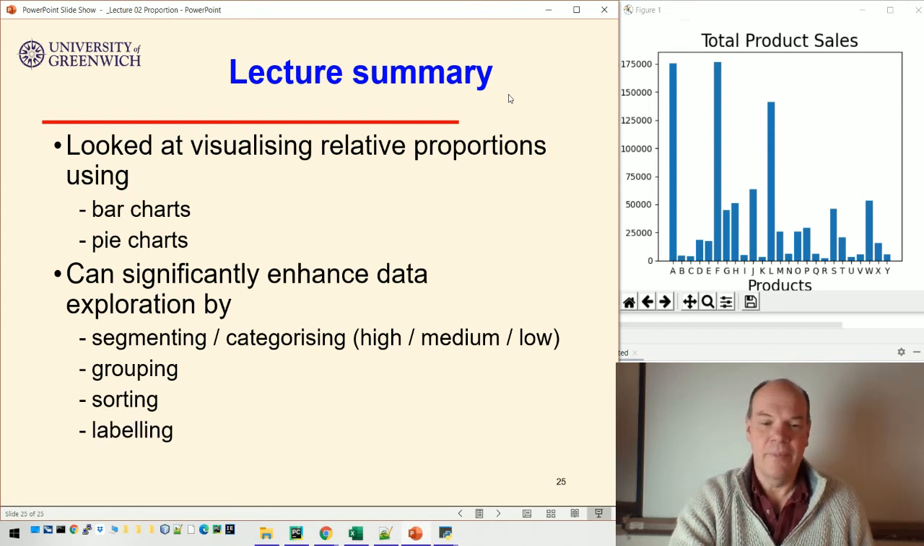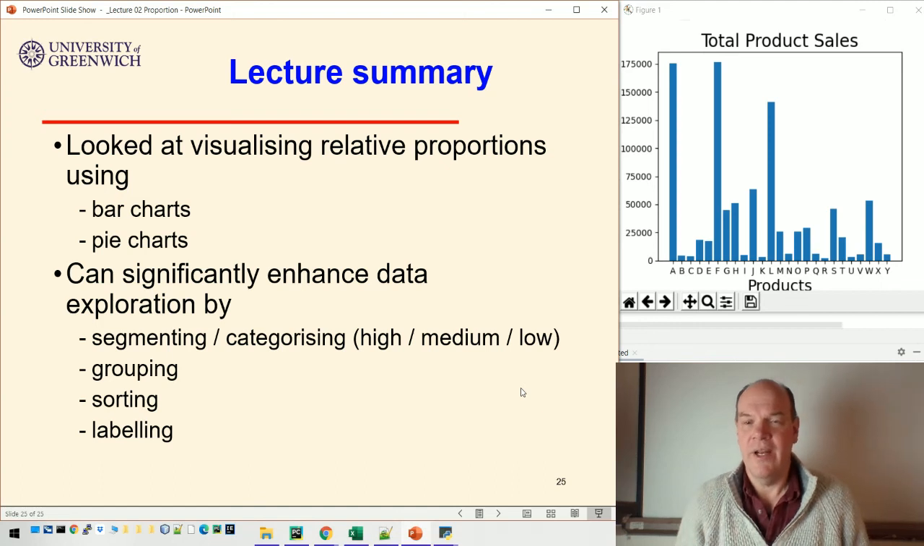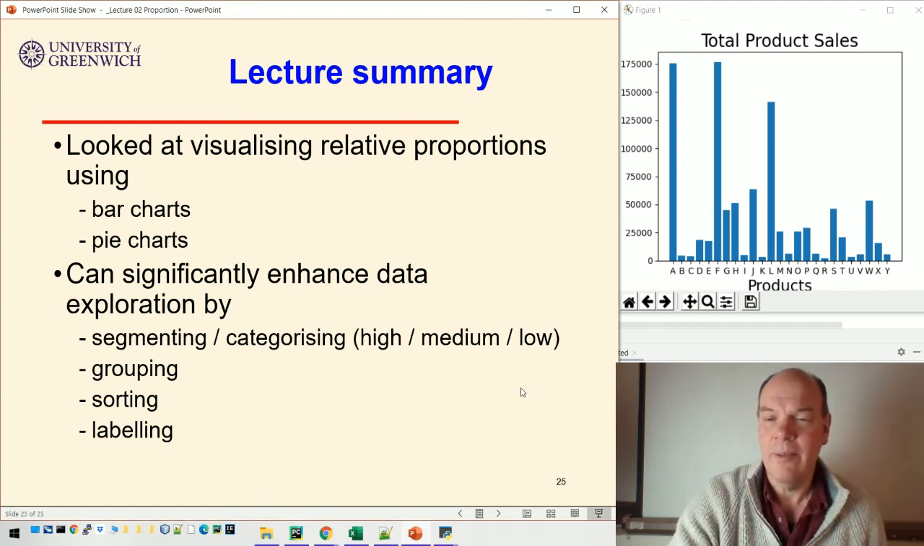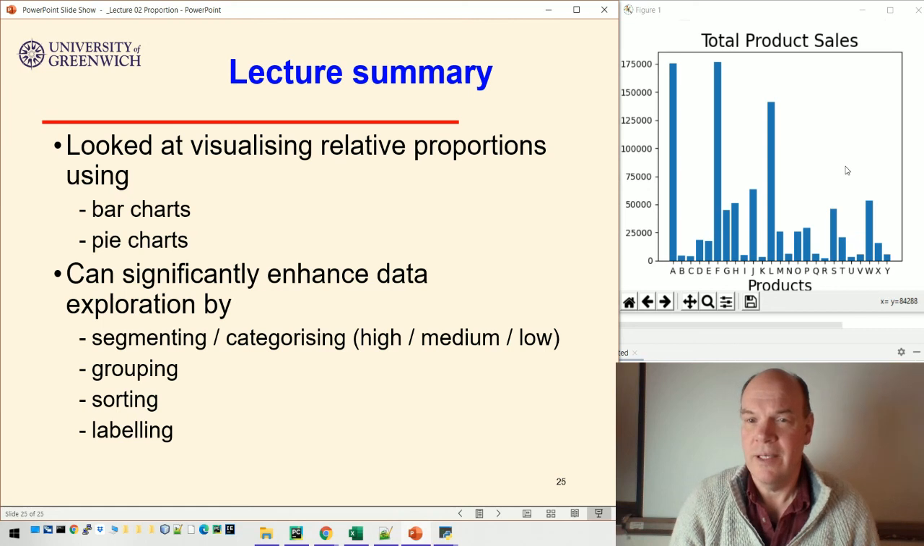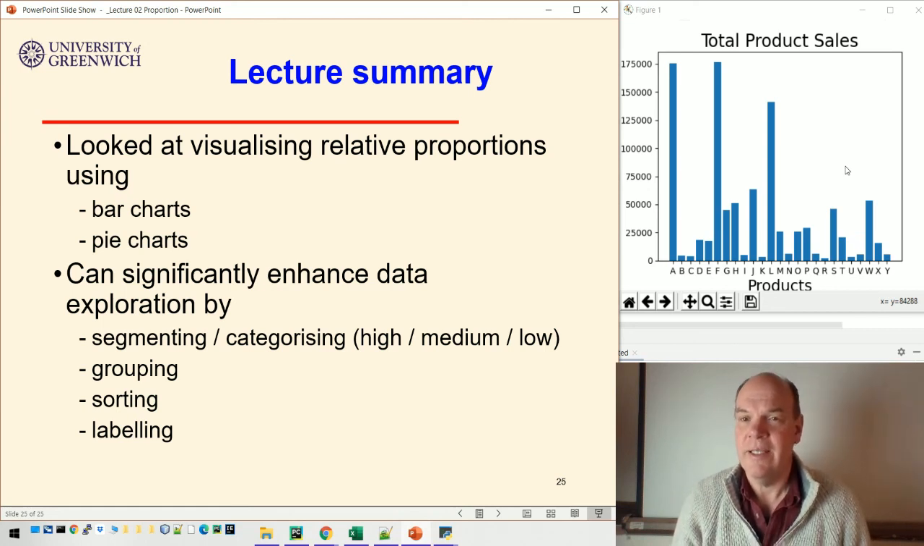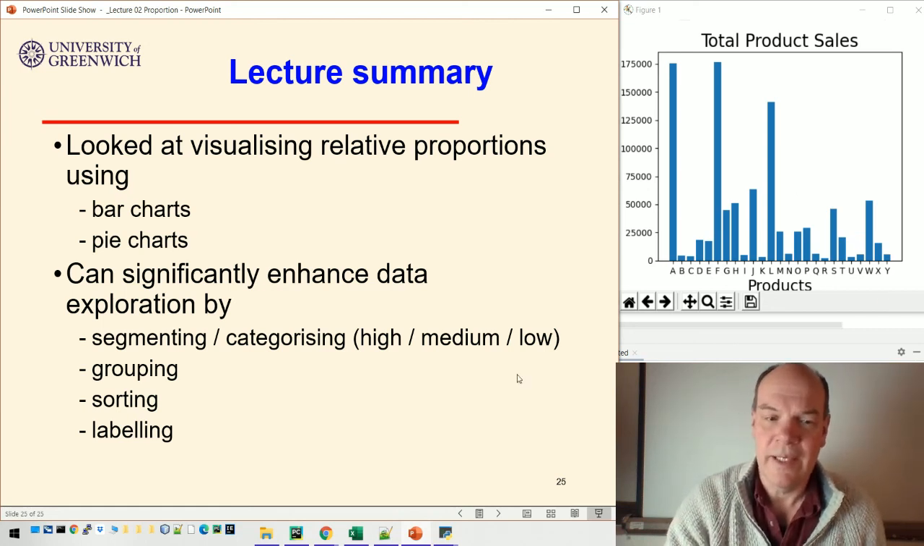Finally, labeling. When we use the pie charts, it's very helpful to label the segments. We could also label these columns, actually. There are techniques, not difficult, to label each column to say exactly what the sales are at the top, but I haven't done that in this lecture.